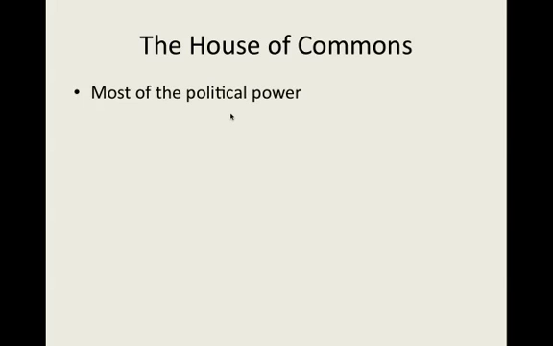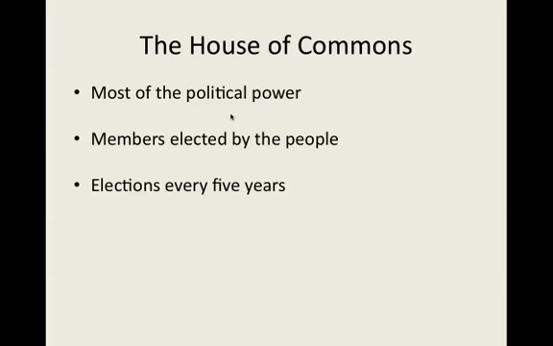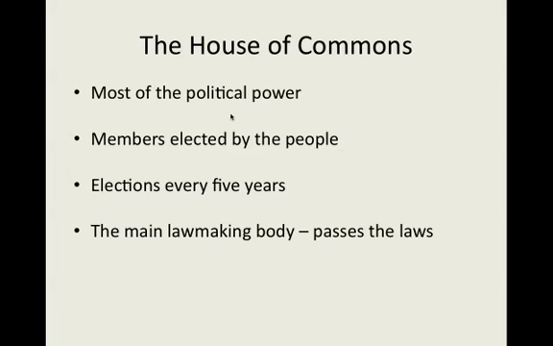Moving on to the House of Commons. Here is where the political power is. You have members of the House of Commons, and all of these members are elected by the people. And there are elections every 5 years. And this is where you have the main law-making body. This is where they make and pass laws. And the House of Commons, where you have the most political power, they monitor the government closely.